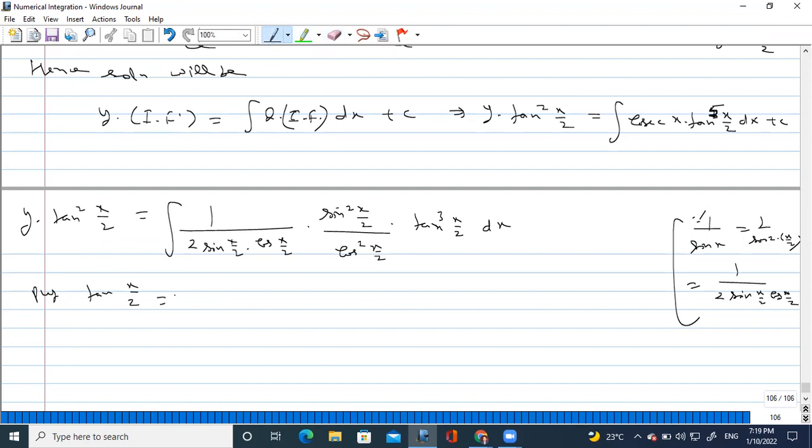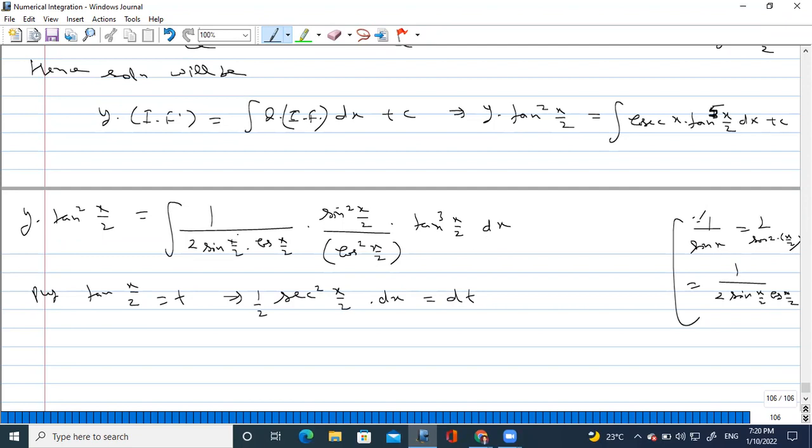Put tan x by 2 equal to t. So when I differentiate it, this implies sec square x by 2 into 1 by 2 into dx will be equal to dt. So from here, this cos square x by 2 will become sec square x by 2 into dx, and that will become dt.